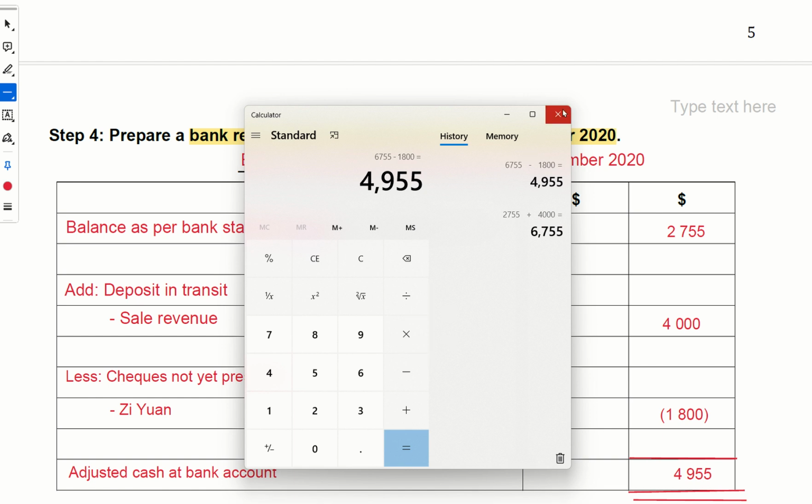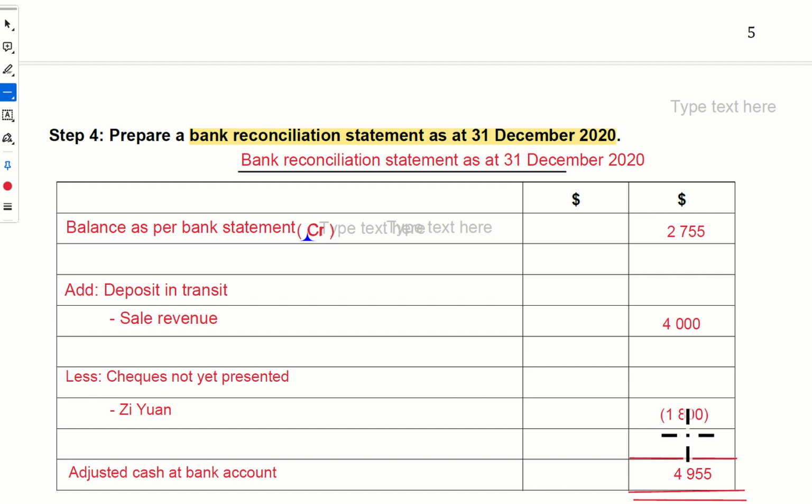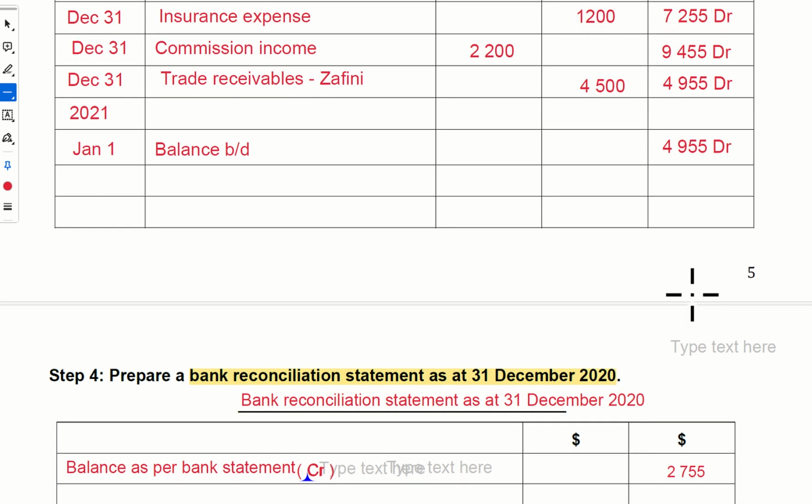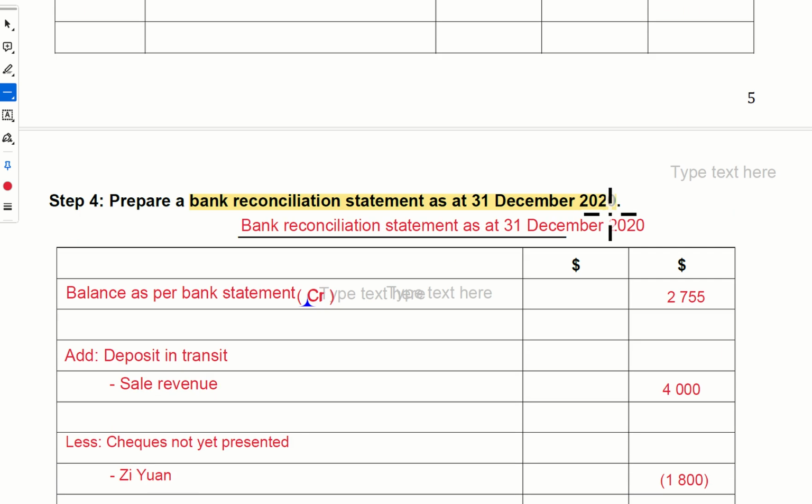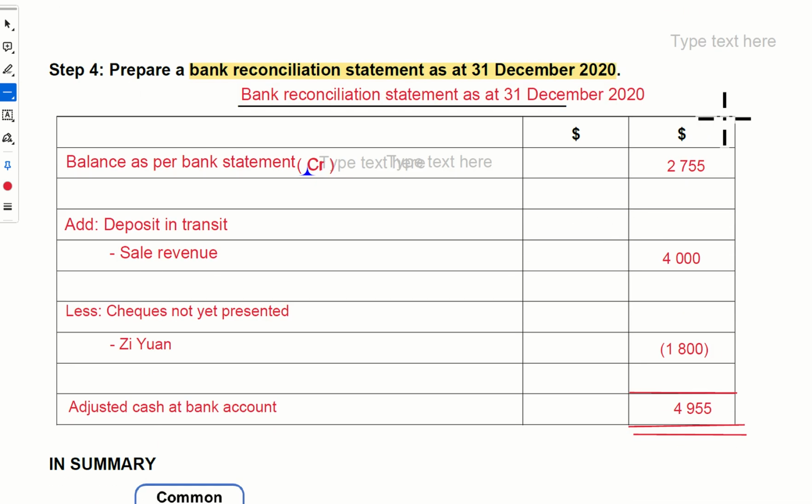After you finish your bank reconciliation statement, the value that you get here should be exactly the same as your cash at bank value. And with this, you know that your entire process is correct.